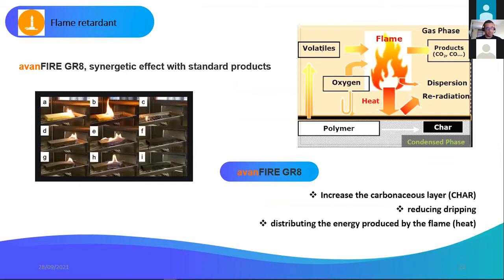Graphene shows a synergistic effect with standard flame retardants based on polyphosphates, or flame retardants that have hydroxyl groups inside their molecules. The way graphene helps the flame retardants is, on one hand, by increasing the carbonaceous layer, the char, and reducing the dripping, and also the thermal conductivity of the graphene helps distribute the energy fast. As I said, this synergistic effect is shown with polyphosphates, for example, or those flame retardants with hydroxyl groups.